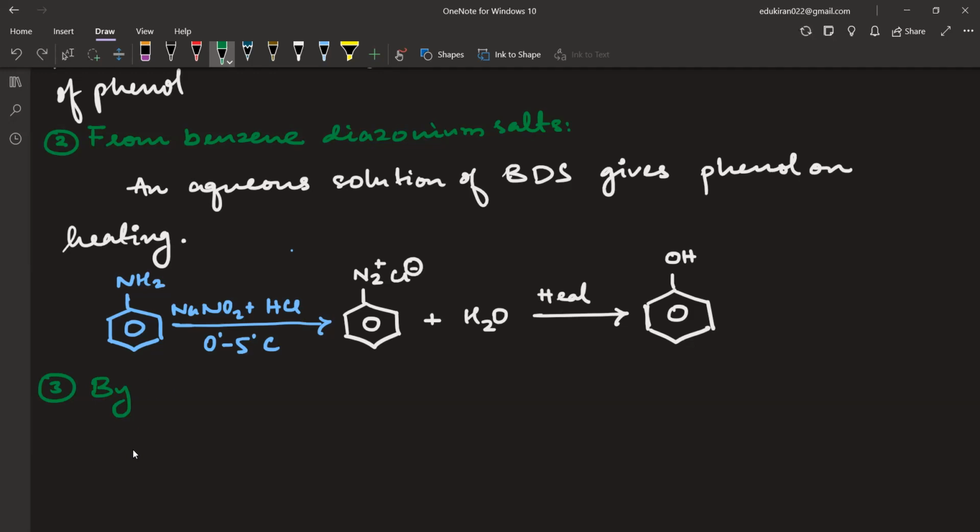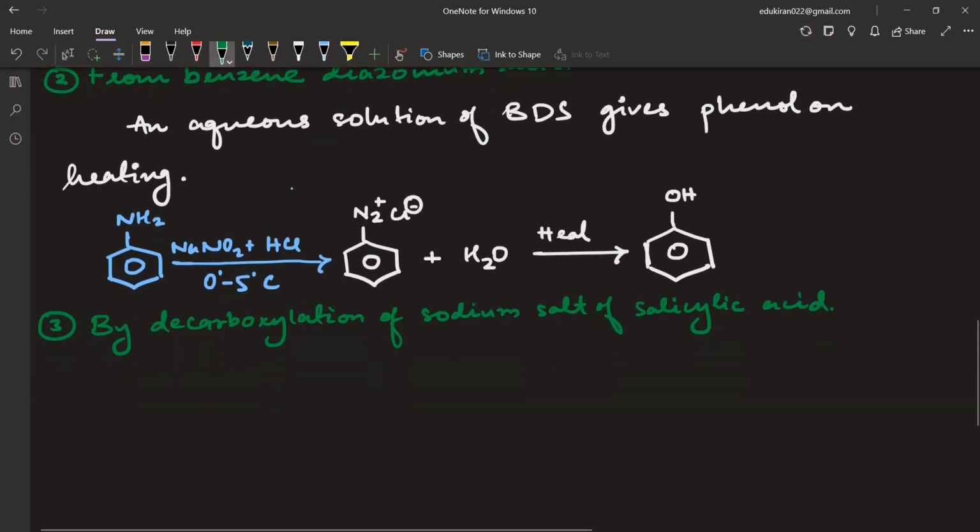It's by decarboxylation of sodium salt of salicylic acid. Salicylic acid is a very important compound. You should remember it. Medicinally, it is very important. It is also known as aspirin. Now, what is salicylic acid? You have benzene ring, OH group, and in the ortho position, we will have COOH. But instead of COOH, we will have here Na because it is sodium salt. COO minus will be there, Na plus will be there.